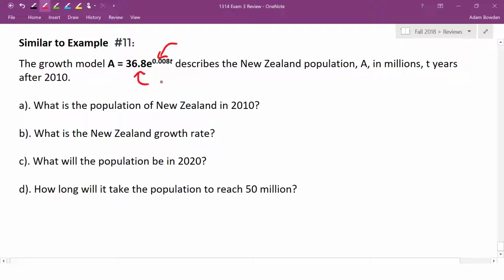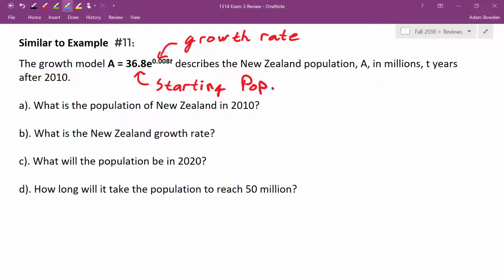So first off, the number that's in front of e will always indicate the starting number or the starting population. This number on top next to t will be your growth or decay rate. In this case, it would be your growth rate for the population. So when it asks what is the population of New Zealand in 2010, we'll look at the function and see it would be 36.8. In this case, that represents population in millions.